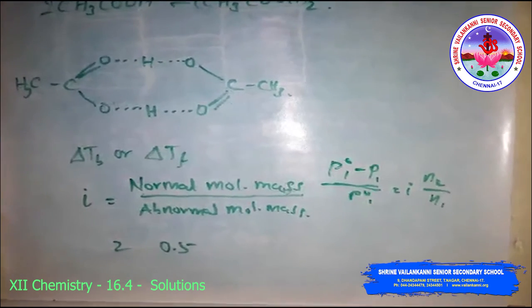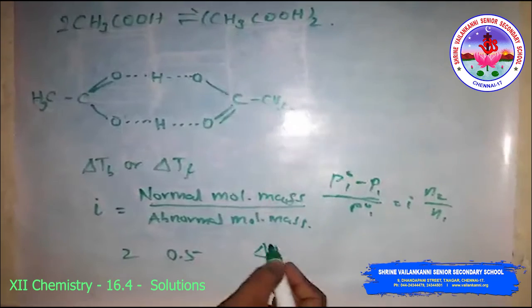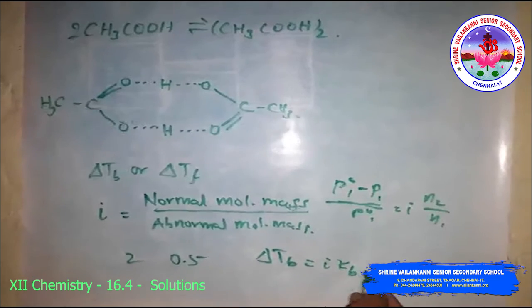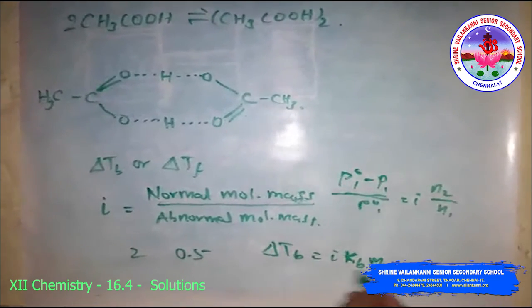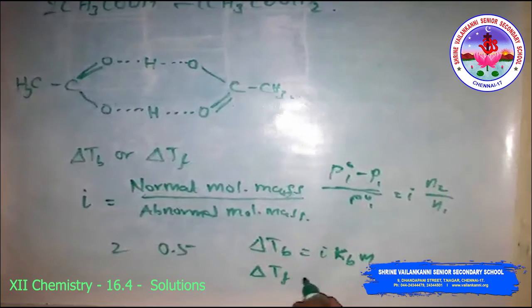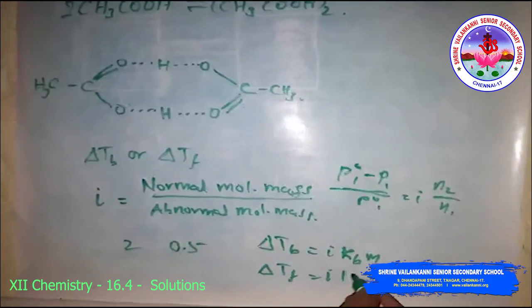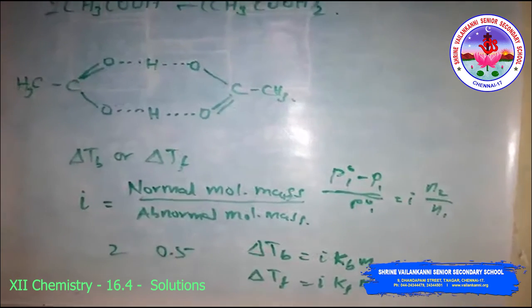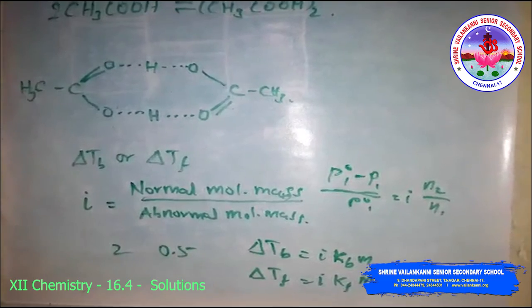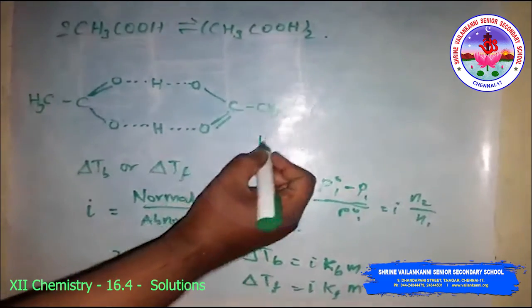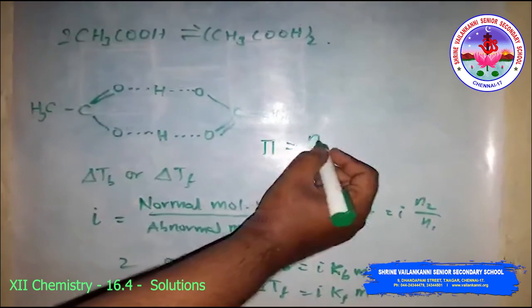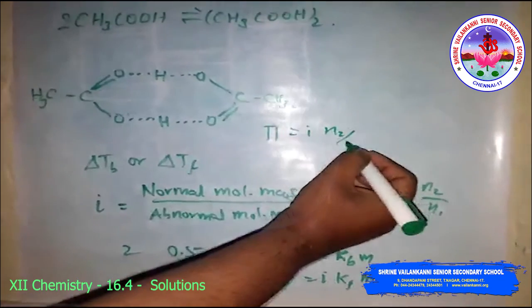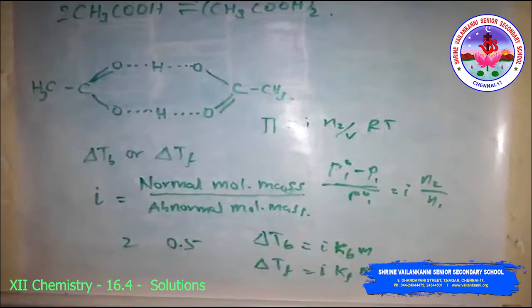Elevation of boiling point: delta Tb is equal to i into Kb into m. For freezing point depression, delta Tf is equal to i into Kf into m. The osmotic pressure of the solution we can write in a similar way: pi is equal to i into n2 by V into RT. So these are the relations.